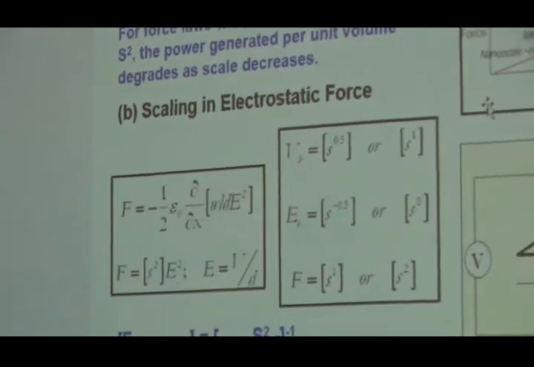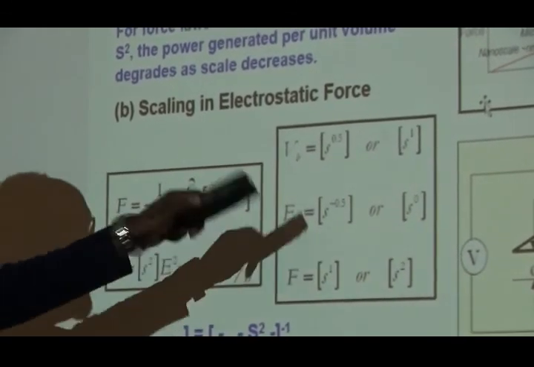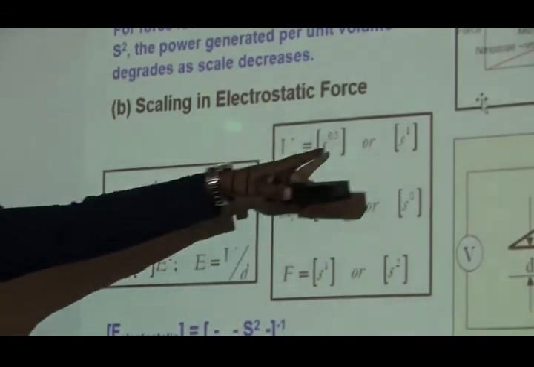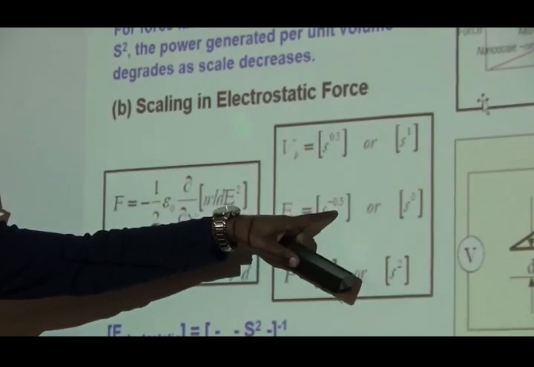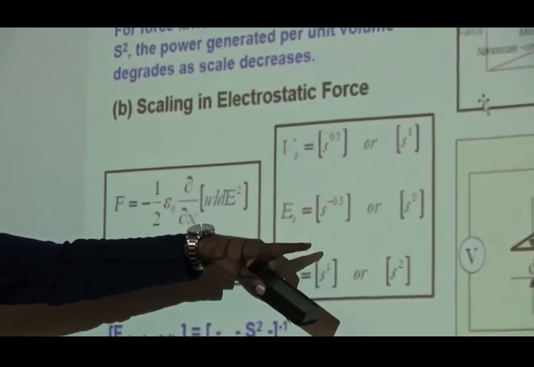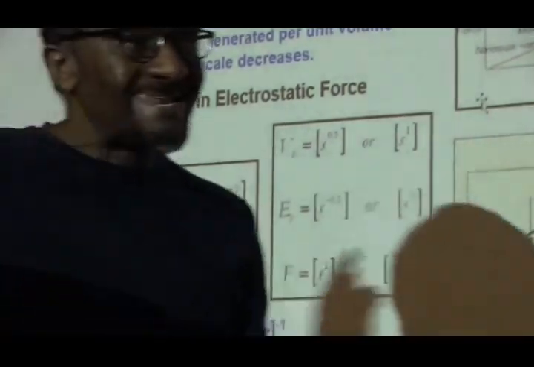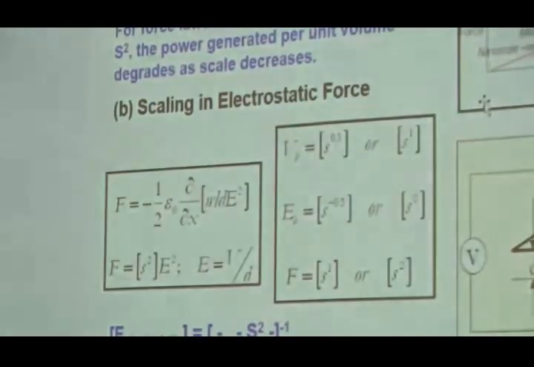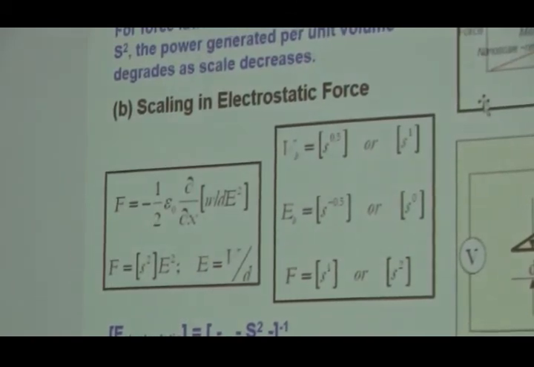Now, if voltage scales with S to the power 0.5, then E is going to be V over D, 0.5 minus 1, that's going to give me minus 0.5, right? If voltage is already S to the power 1, divided by S to the power 1, then you're going to get 1, which is S to the power 0, right? So you get that.